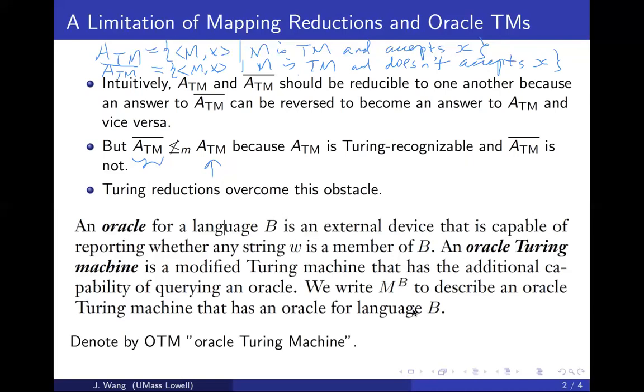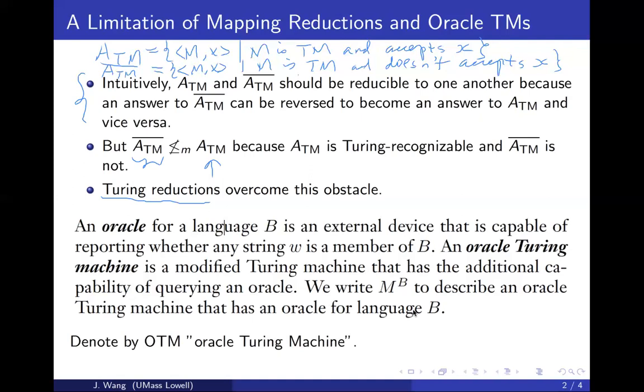So what can we do with it? Because of this, they just flip, right? A sub Tm accepts, and the complement of A sub Tm doesn't accept, so they just flip. So then it's easier to generalize this notion of mapping reduction to allow Turing machine computation. Okay, so then we are going to define Turing reductions. In order to define Turing reductions, we need to define Oracle Turing machines.